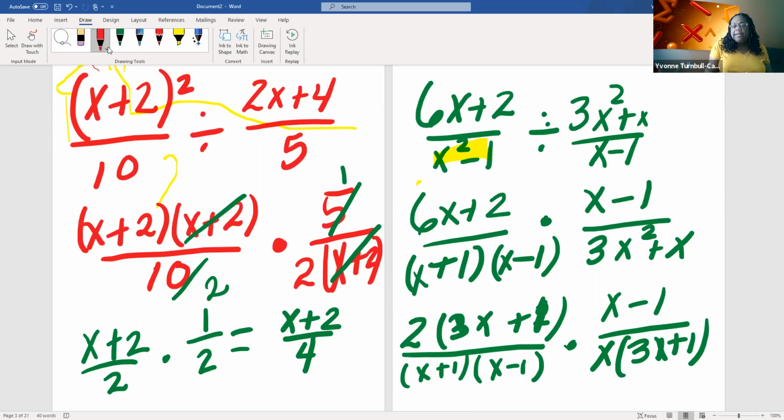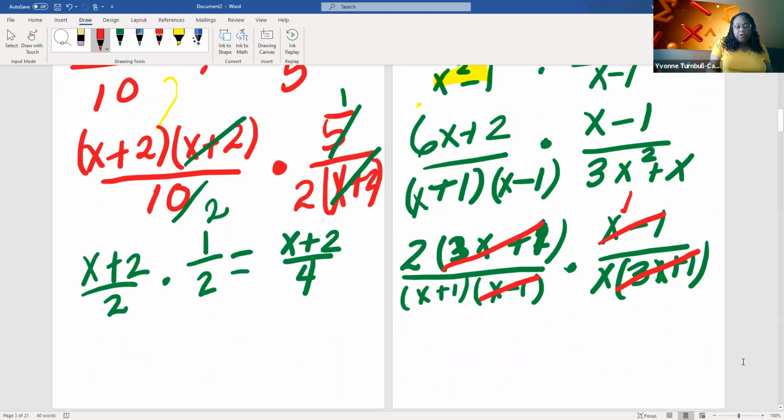Now let's cross cancel. I have a 3x plus 1 here, and I have a 3x plus 1 here, so that we'll be able to cancel diagonally. I have an x minus 1 here, and x minus 1 here. That was some more diagonal canceling, and remember there's a 1 left. So let's see what we have left. In the numerator, we have 2. On the bottom, we have x plus 1. Okay, that's the only thing we have left in our first fraction.